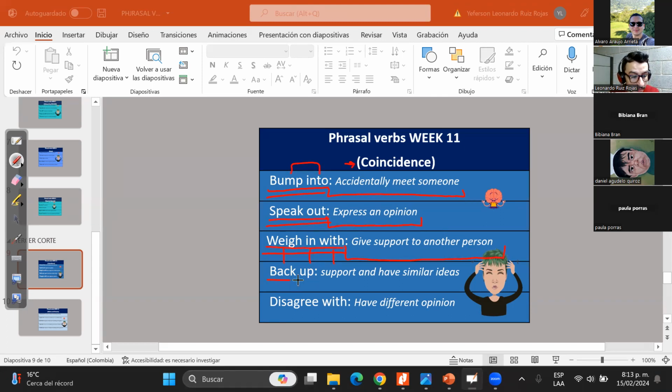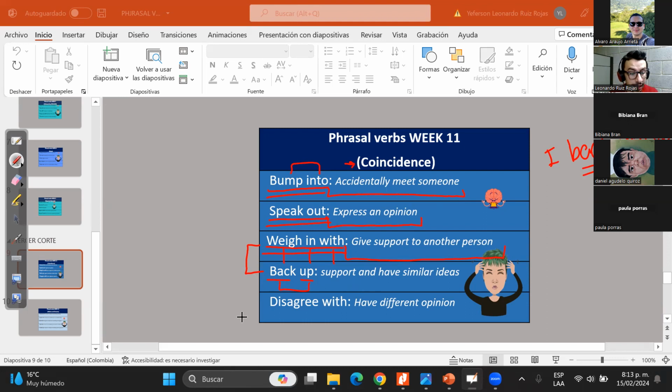Alvarito, what about the next one? Back up. What's the meaning of back up? Support and have similar ideas. Exactly. De hecho, es un sinónimo de wait in with, ¿no? So when I say, yeah, no, I back you up. I back you up, like I give you support.